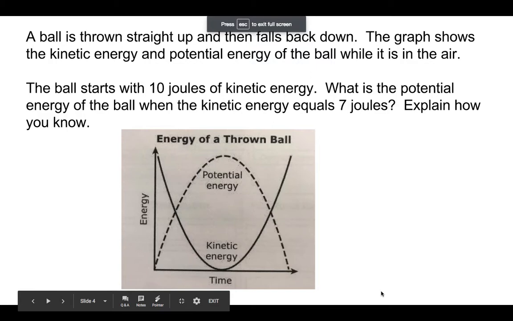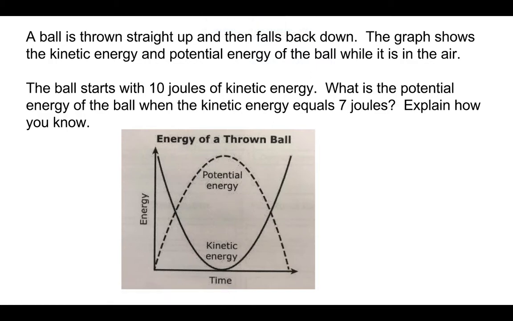A ball is thrown straight up and then falls back down. The graph shows the kinetic energy and the potential energy of the ball while it is in the air. The ball starts with 10 joules of kinetic energy. What is the potential energy of the ball when the kinetic energy equals 7 joules?